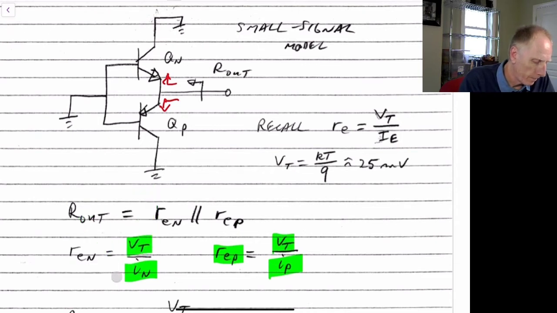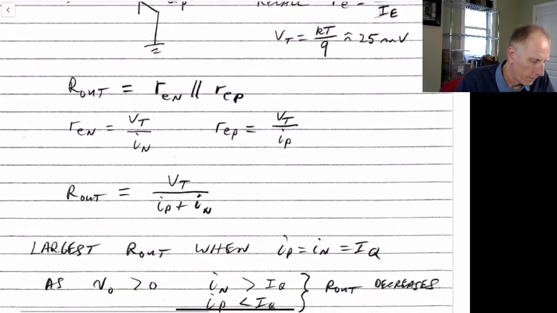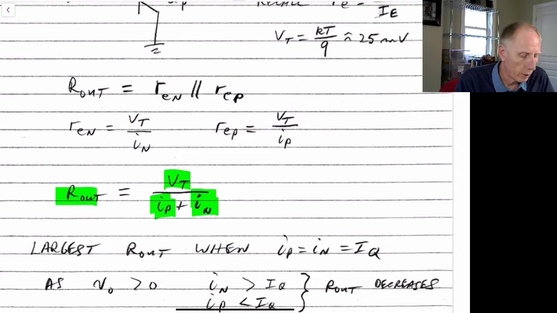And then we have that R sub EN is Vt over IN and R sub EP is Vt over IP. So we have finally that the output resistance is just the thermal voltage divided by the emitter current in the PNP transistor plus the emitter current in the NPN transistor.